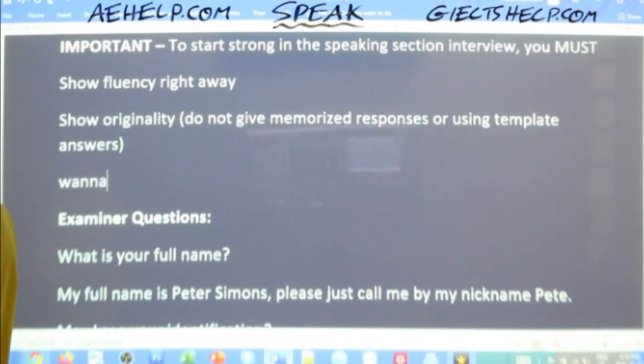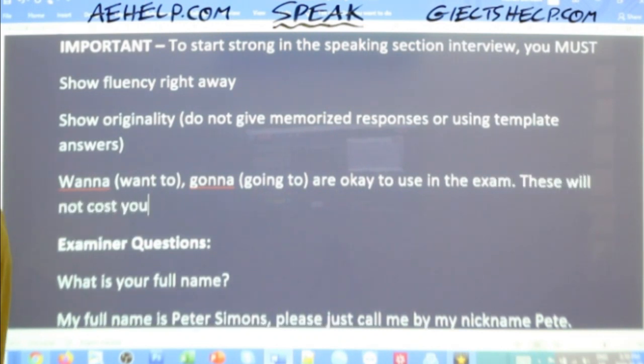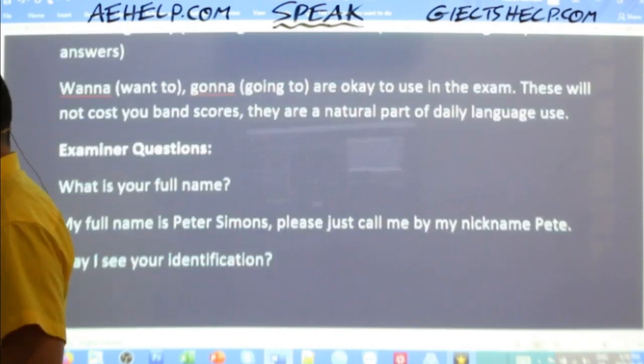So wanna, meaning want to, and gonna, meaning going to, are okay to use in the exam. These will not cost you band scores, okay? They are a natural part of daily language use, okay? Which is okay. So it's okay to do that.